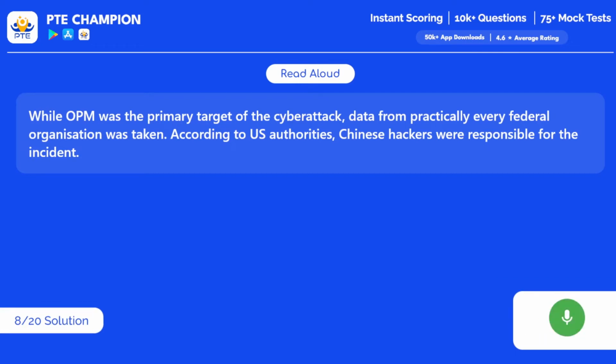While OPM was the primary target of the cyber attack, data from practically every federal organization was taken. According to U.S. authorities, Chinese hackers were responsible for the incident.